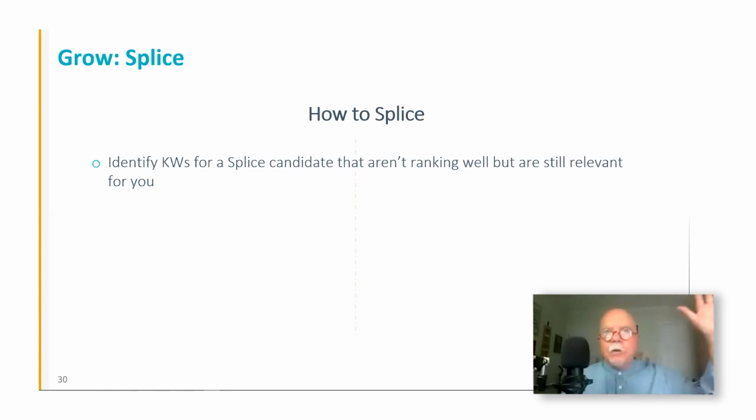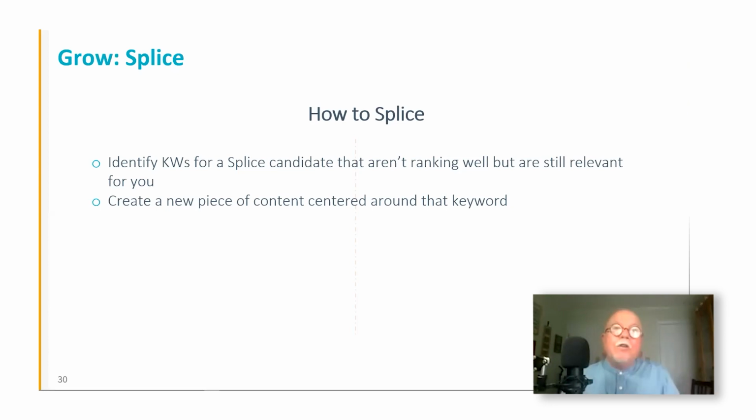You're going to have some keywords that are ranking on page 1. Those are terrific. Dig down a little deeper. You find, oh, this keyword is ranking in position 27, something like that. But boy, it's still a good keyword for us. It's still relevant. So what do I do here? Create a new piece of content centered around that keyword.